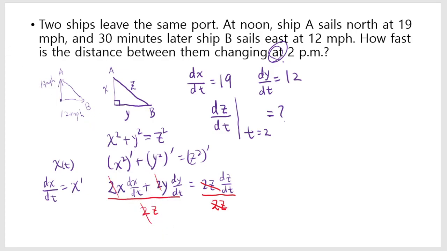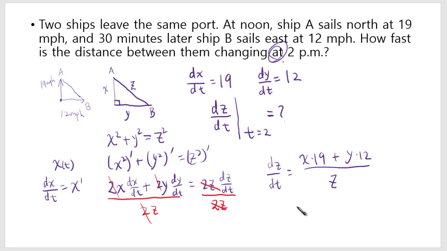And the result is that you have dz dt equals x times dx dt, but dx dt is 19, so it's x times 19. And dy dt is 12, so it's y times 12 divided by z.